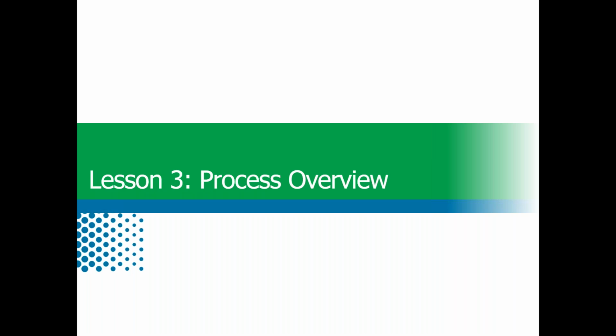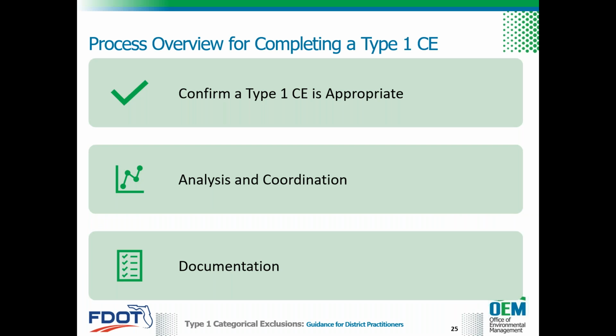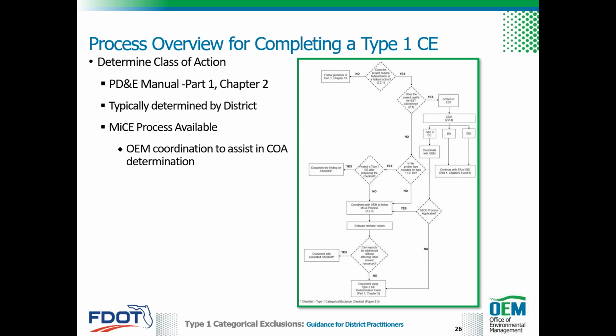Thanks, Harrison. So next we'll give a high-level overview of the process for completing a Type 1 CE. The first step is to confirm that a Type 1 CE is appropriate, and then we perform analysis and coordinate with agencies as applicable. And this step is going to be covered in detail in Lesson 4. Finally, we document the results in a Type 1 categorical exclusion checklist. Here we have a figure from Part 1, Chapter 2 of the PD&E Manual that guides us through the process for completing a Type 1 CE.